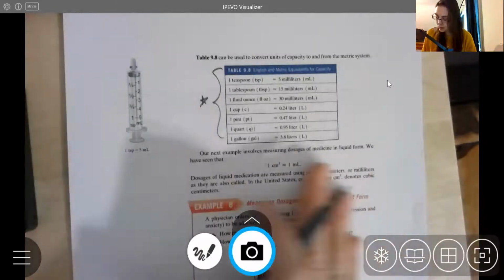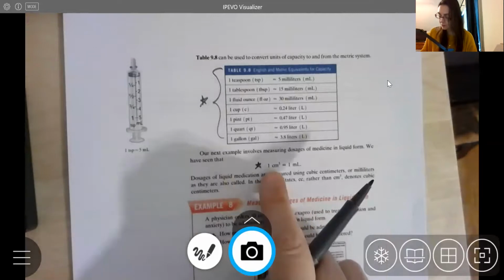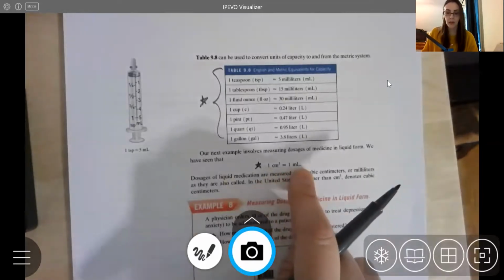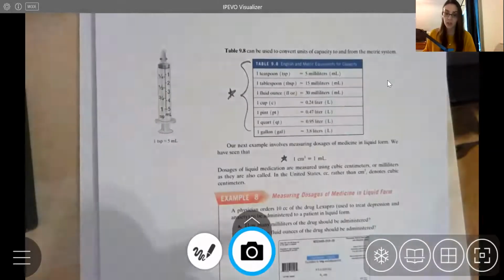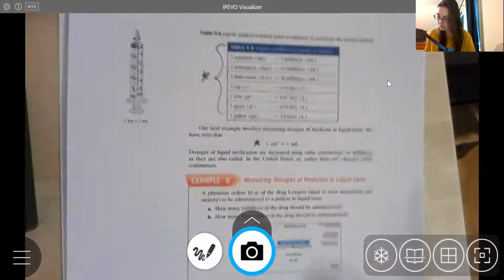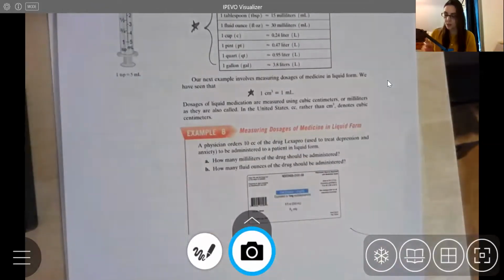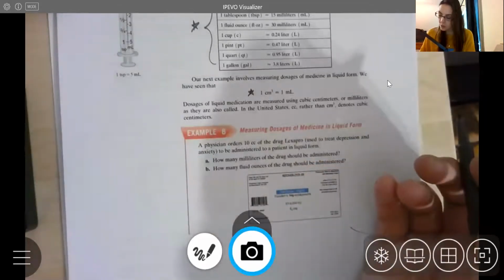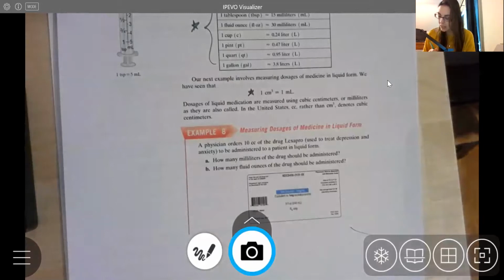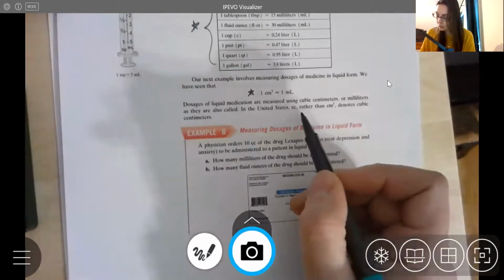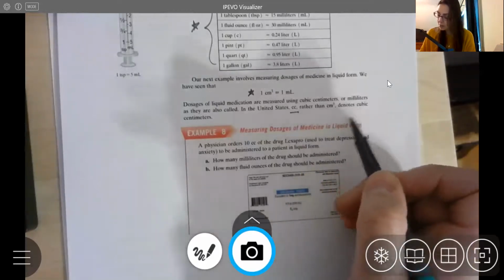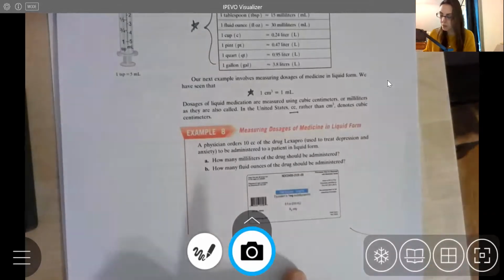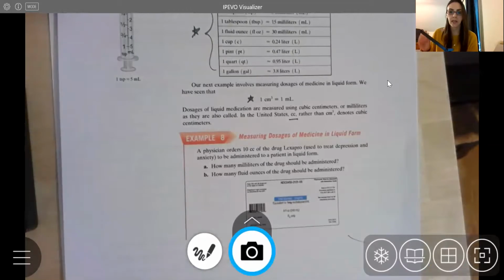One other thing to note here is that 1 cubic centimeter is the same thing as 1 milliliter as well, which was in our previous chart too. So again, just some things to keep in mind here. Dosages of liquid medication are measured using cubic centimeters or milliliters, as they're also called. In the United States they sometimes use cc rather than cubic centimeter, so you may see that interchange between the two. Sometimes I'll use cc's instead of cubic centimeters.